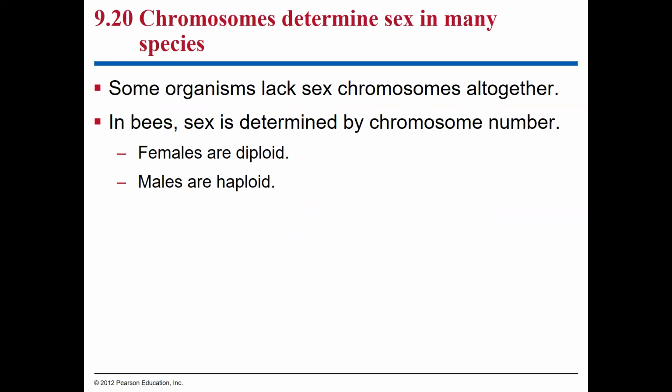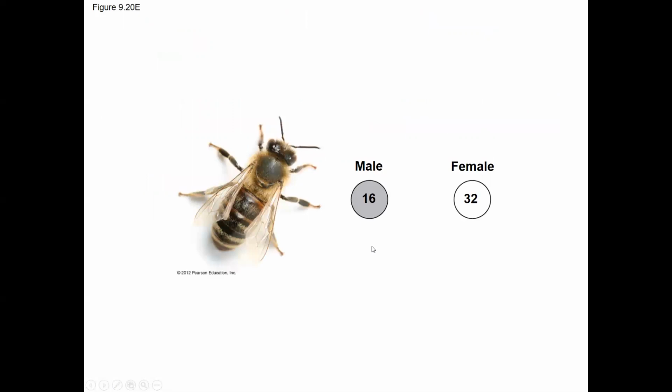Some organisms lack sex chromosomes altogether. In bees, for example, sex is determined by the chromosome number, in that females are diploid and males are haploid. So males are haploid, females are diploid.